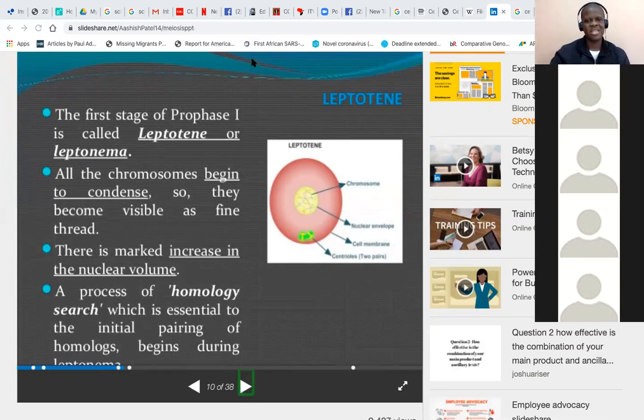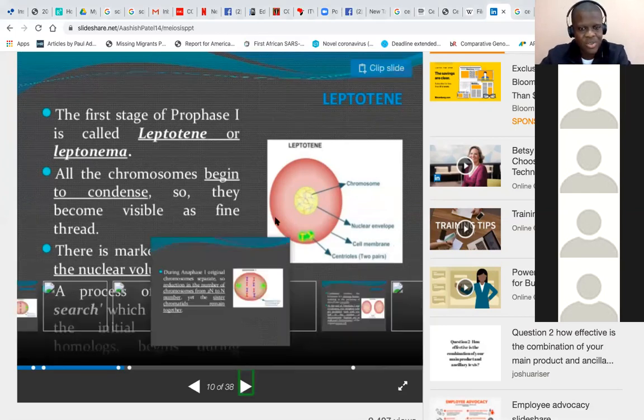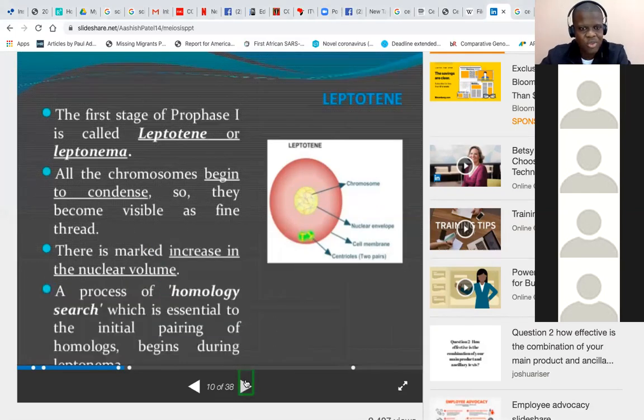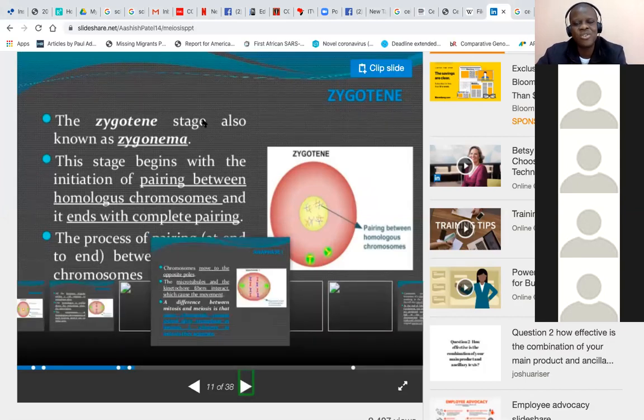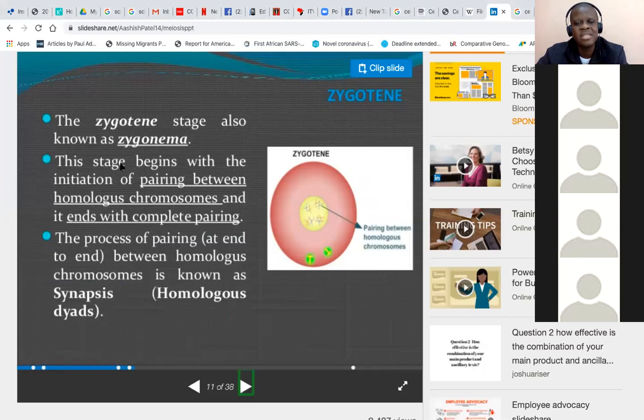So homologous search allows us to achieve that, and it begins at the beginning of leptotene, which leads to zygotene. What happens in zygotene is that after homologous search at leptotene, pairing of homologous chromosomes is the hallmark of zygotene. So when that homologous pairing has been completed, then zygotene is complete. The process of pairing begins between homologous chromosomes.